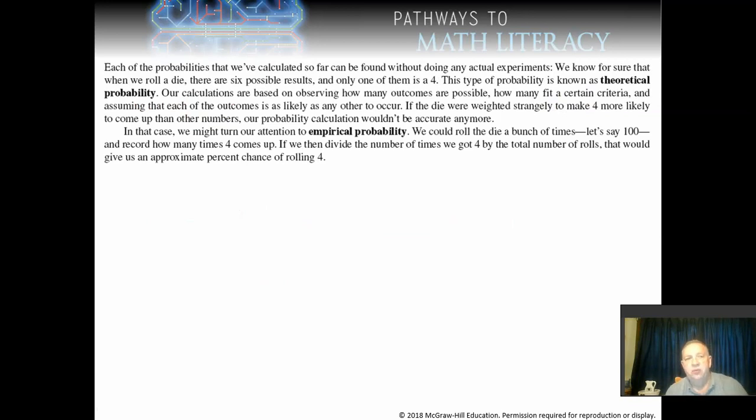Each of the probabilities that we calculated so far can be found without doing any actual experiments. We know for sure that when we roll a die, if it's a fair die, there's 6 possible results and only one of them is a 4, or whichever one we're concerned with. This type of probability is known as a theoretical probability. We can list all the outcomes. We know which ones are possible and how many ways we can do it.